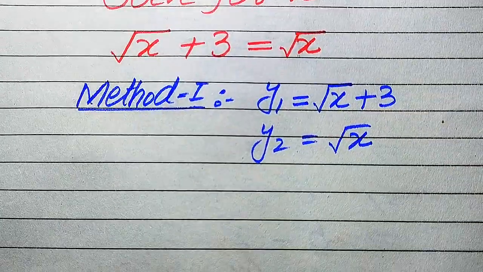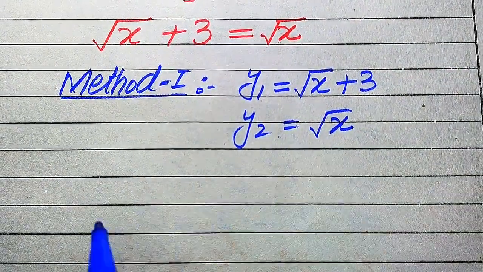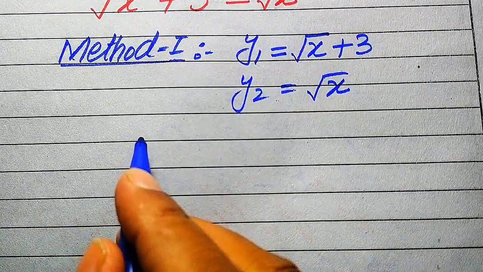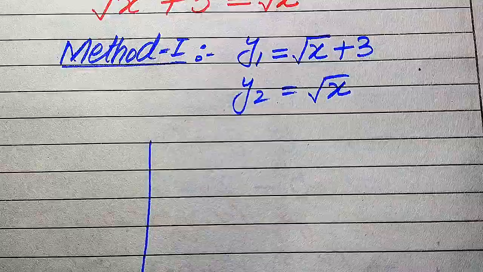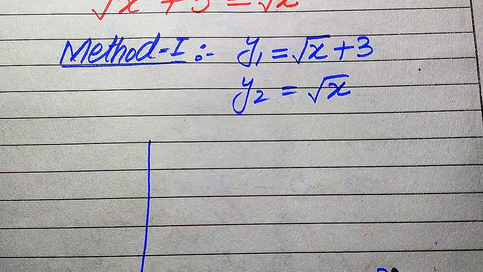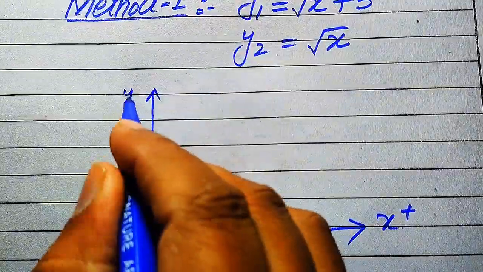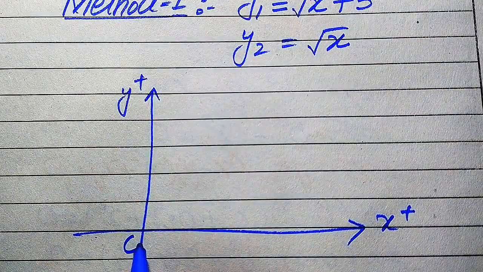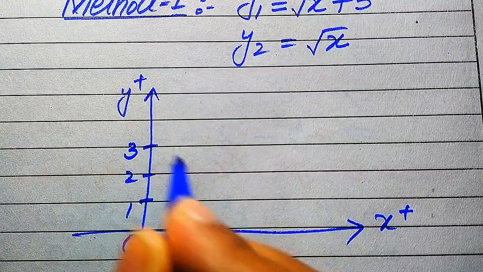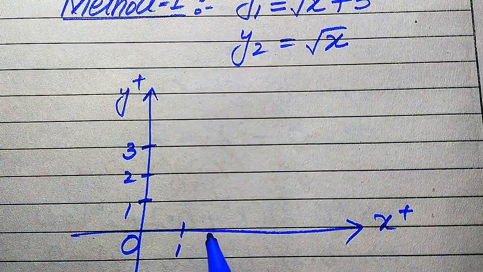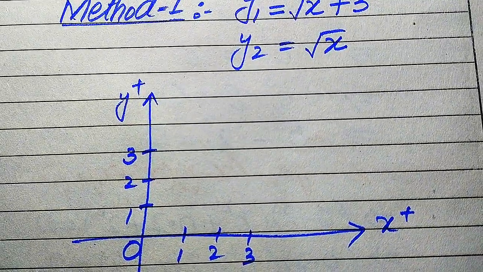So here we can draw the graph of both of these two functions in a plane. Here this is our positive x-axis, and this is the positive y-axis, and this is our origin. This is 1, 2 and 3 and so on, positive values. On this side we have 1, 2 and 3. These are all positive values of x.